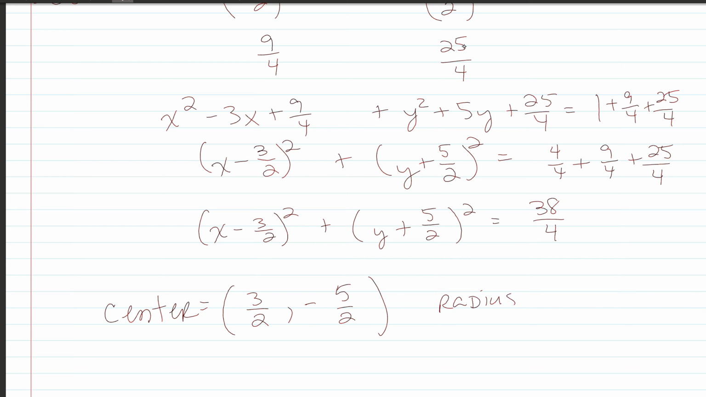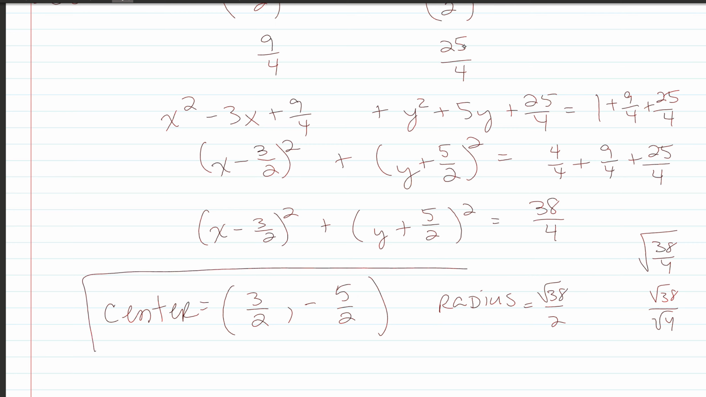And then we want to figure out the radius. Well, the radius is basically taking the square root of 38 fourths. If I split that up to the square root of 38 over the square root of 4, I can take the square root of 4, which is 2. But I can't take the square root of 38, so I leave it alone. So that'll be my radius, the square root of 38 over 2. So I have my center and my radius, and then I box it in, and I am finished.